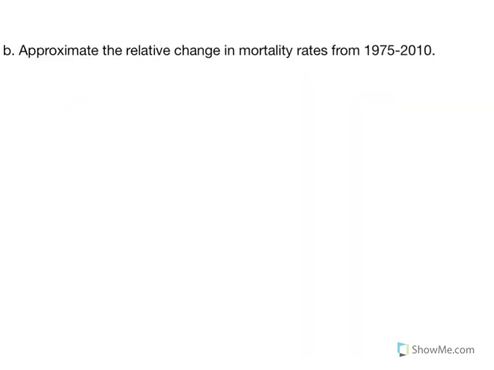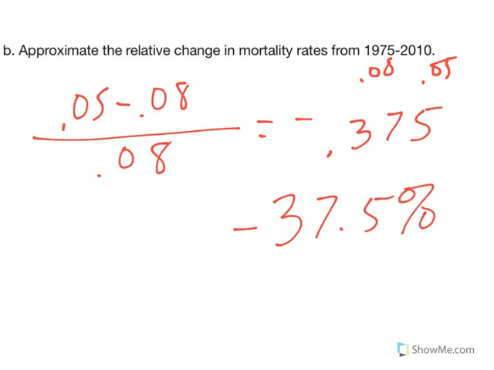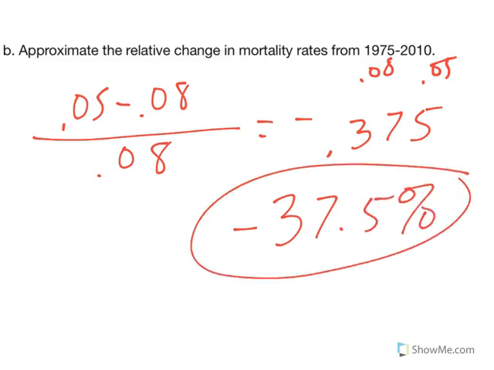Letter B, approximate the relative change. So again, we know that for 2010 it is 0.05 and for 1975 it is 0.08. You take your absolute change on the top, divide by the old, which is 0.08, and we get negative 0.375. So what does that mean? Remember, we can change this to a percent and say we had a 37.5% decrease in mortality rates in Indiana for people under the age of 50 from 1975 to 2010. That's a decent improvement. I'm happy with that, considering I'm in Indiana and I'm under 50. That makes me feel good.